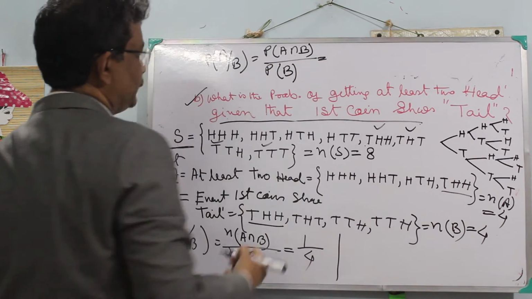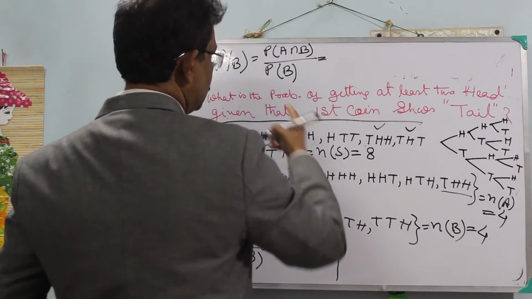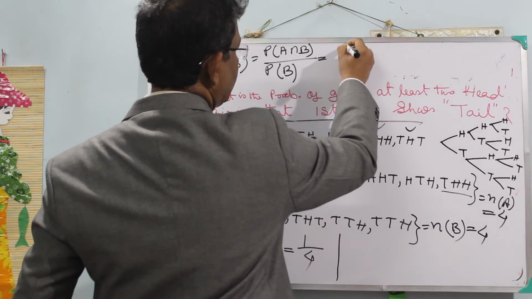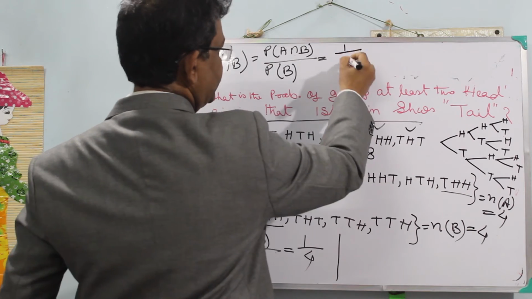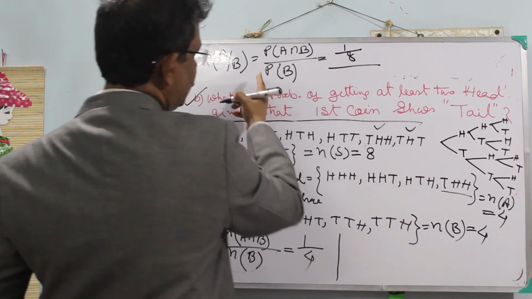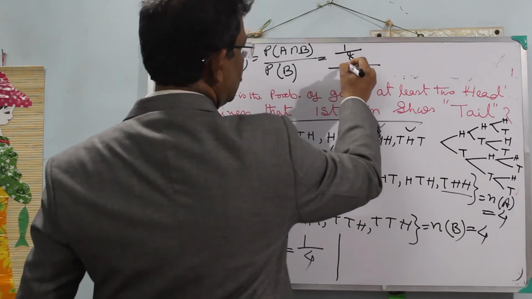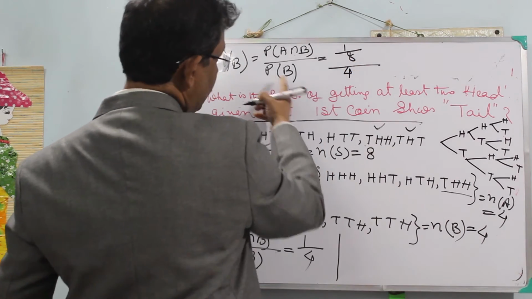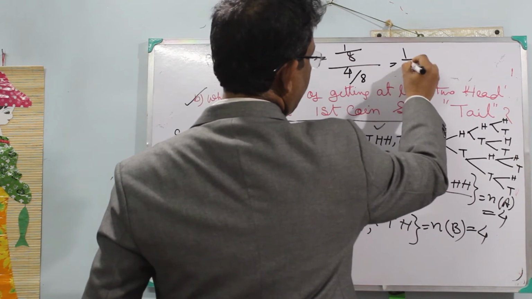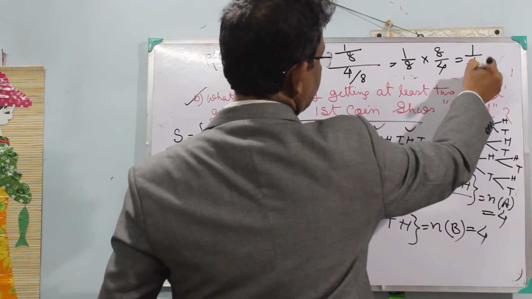So what is the probability of A intersection B? The total number of cases in A intersection B is 1, so its probability is 1 by 8. It is probability of A intersection B divided by probability of B. B has number of elements 4, and the probability of B, with total number of cases 8, is 4 by 8. That means 1 by 8 into 8 by 4. So ultimately 1 by 4 is the answer.